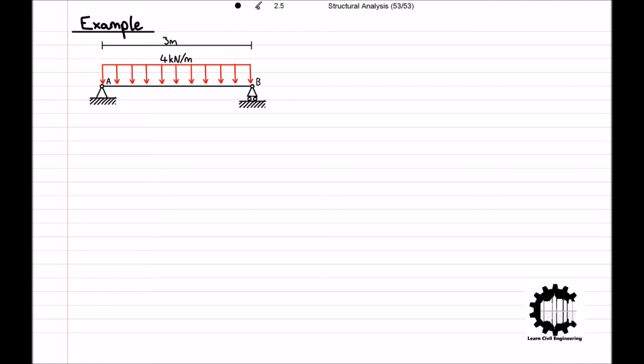For this simple case, we can see there are no horizontal reaction forces or bending moments at the supports, and as the distributed load is uniform and being applied to the entire length, the vertical reaction forces will be the same at each support. Therefore, assuming vertical reaction forces, taking the y-coordinate direction to be positive and equating the sum of all vertical forces to equal 0, we have 2Ry minus 4 times 3 equals 0. So 2Ry equals 12, and therefore Ry equals 6 kilonewtons.